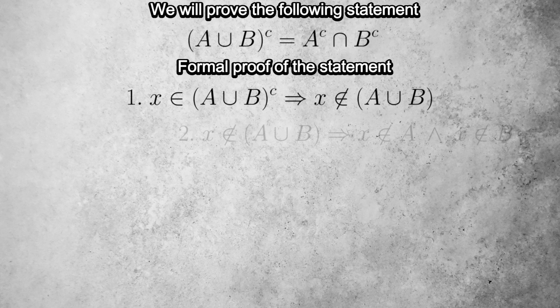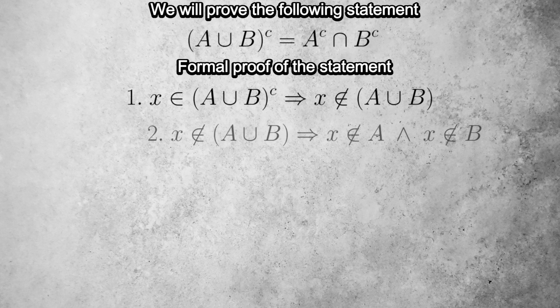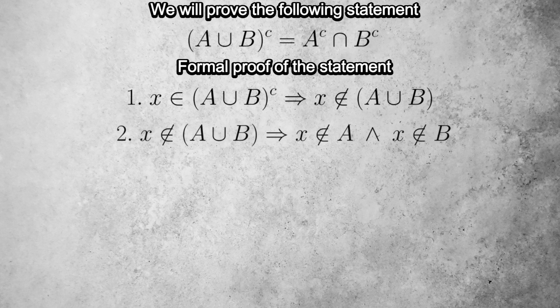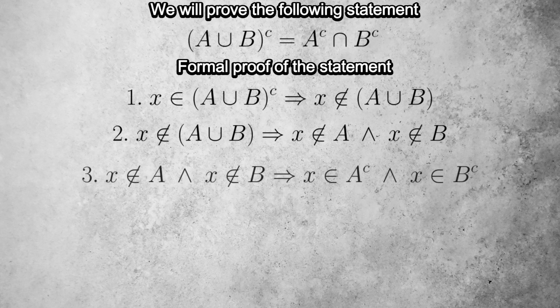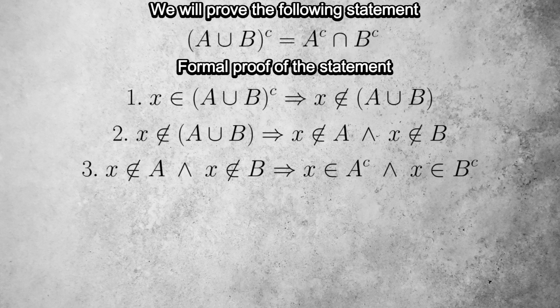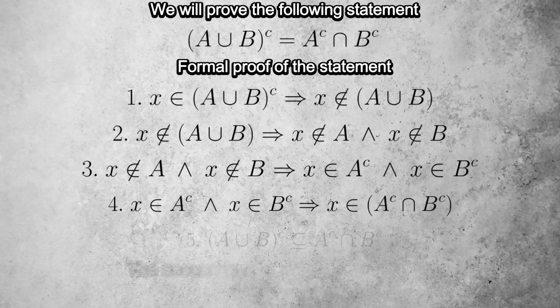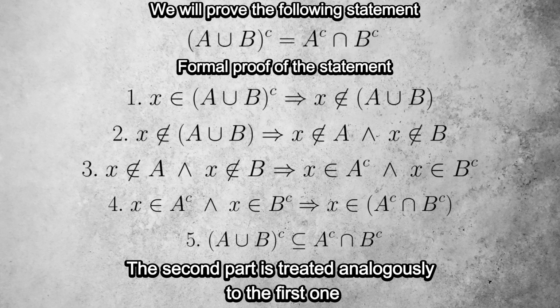Therefore, as X is not an element of that union, then by definition, X is not an element in A and also is not an element of B. Now, if X is not an element in A, then it must be an element of the complement of A, and as well, X will be an element of the complement of B, because X is not an element of B, as the definition states. Therefore, we have that X is an element of the intersection between the complement of A and the complement of B.